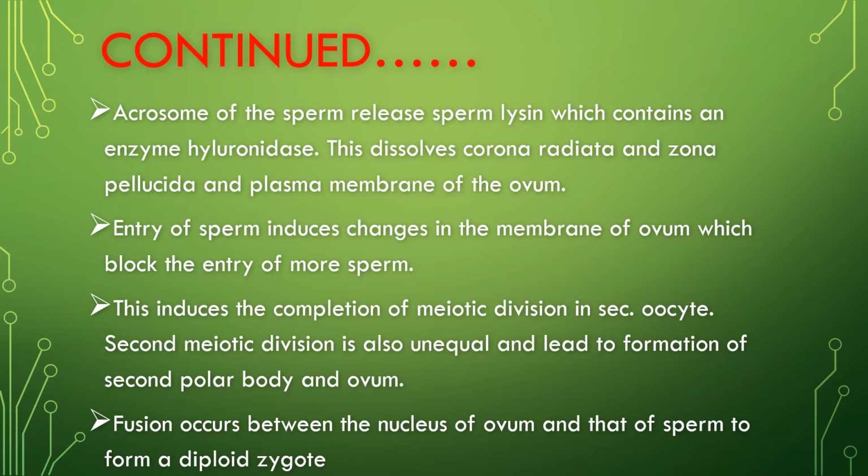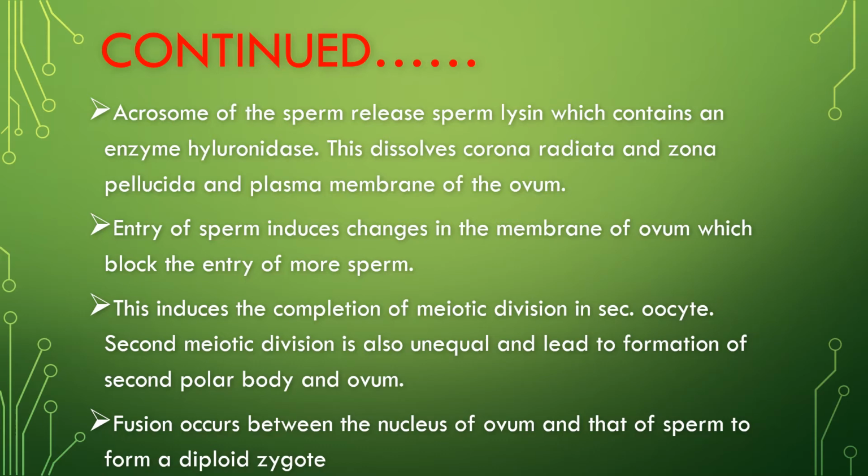In this process, the sperm has the acrosome at its tip, a cap-like structure. This acrosome consists of some enzymes which we call sperm lysins, and a very important enzyme among them is hyaluronidase. This enzyme helps in dissolving the membranes of the ovum, that is all three membranes: corona radiata, zona pellucida and the plasma membrane. This way the sperm makes a path to enter into the cytoplasm of the ovum.